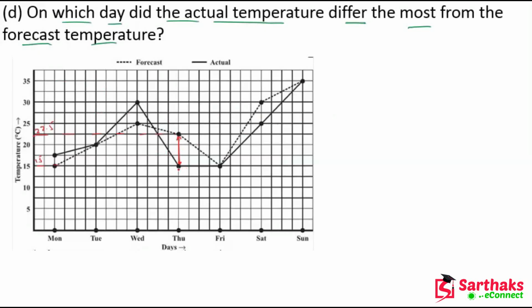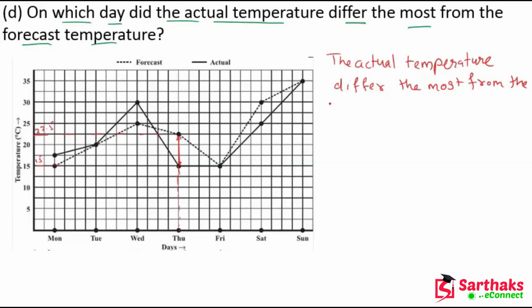And this day is what? The day is Thursday. So we can write: the actual temperature differed the most from the forecast temperature on Thursday. On what? On Thursday. Okay, understand, my dear friend?